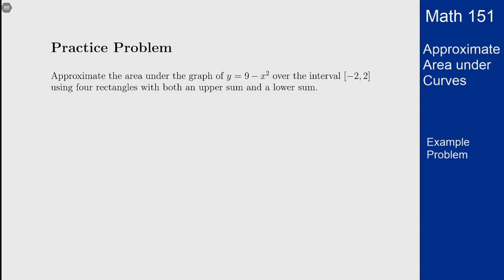For this example, we want to approximate the area under the graph of y equals 9 minus x squared over the interval from minus 2 to 2, with 4 rectangles using both an upper sum and a lower sum. So first we have to draw a graph of this function to see what it's going to look like. This is going to be a parabola facing downward with vertex at (0, 9).